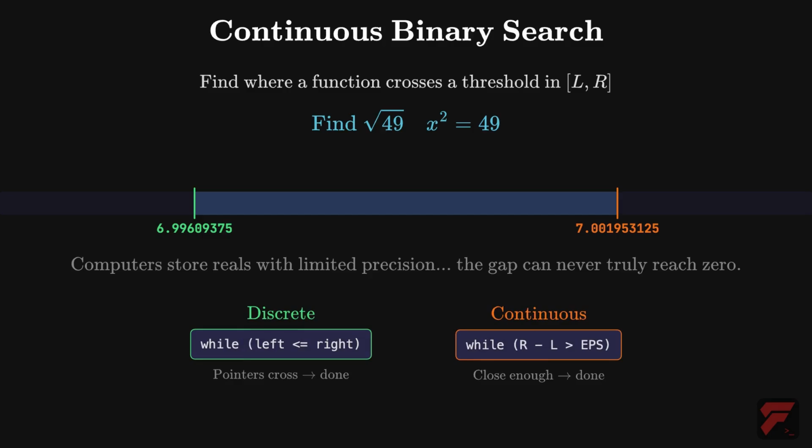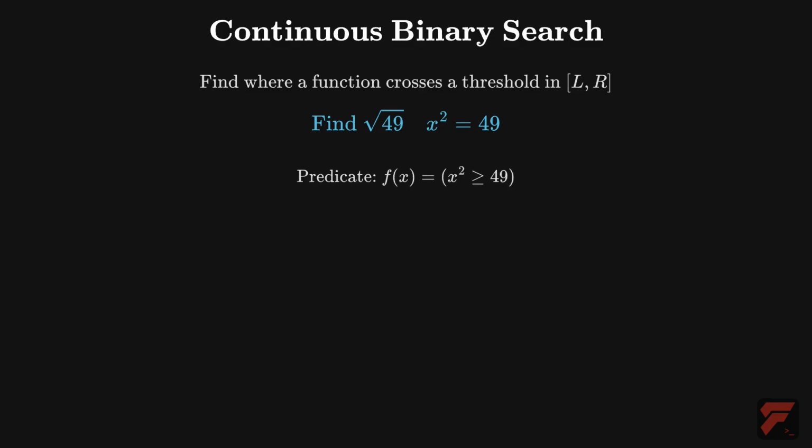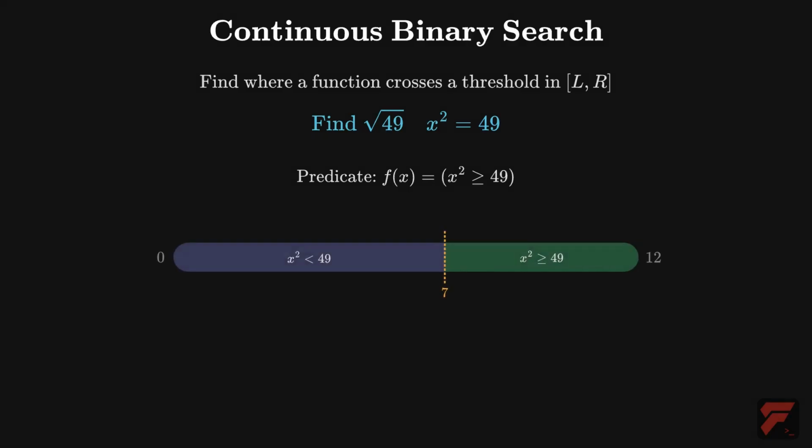In discrete search, we stop when left crosses right, a clear endpoint. Here we declare upfront how close is close enough. For a double, epsilon of 10 to the minus 9 gives us about as much precision as the machine can handle. Same predicate framework. Define f of x. Is x squared at least 49? Left of the answer, zeros. Right of the answer, ones. The boundary is just a real number now, not an index.